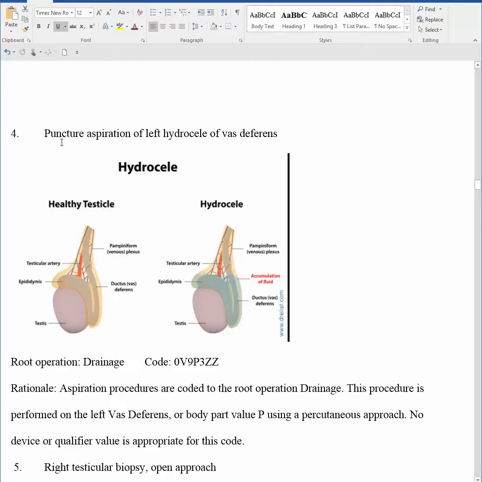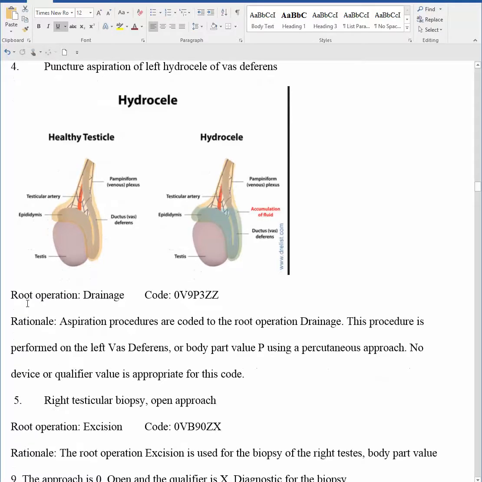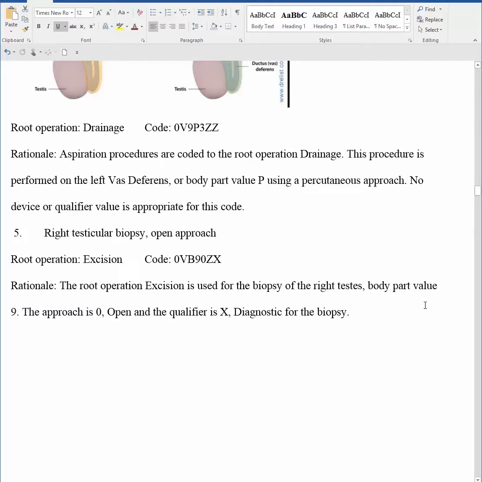The clinical statement says procedure aspiration. They're going to aspirate out this fluid. That equates to the root operation of drainage. It also states it was a puncture. You go back to chapter 1, puncture equates to the surgical approach of percutaneous. Root operation is drainage. Surgical approach is percutaneous. We know the anatomical location. The code is 0V9P3ZZ.